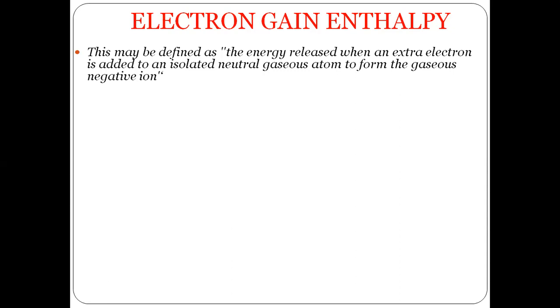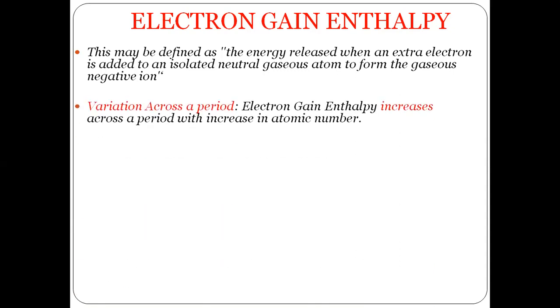That means when size is small, the incoming electron will be pulled by the nucleus easily, so it will become stable. When size is big, the incoming electron will be far away from the nucleus, so it cannot pull it. So the electron gain enthalpy will become less, or the system will become less stable. So let us try to see the variation.